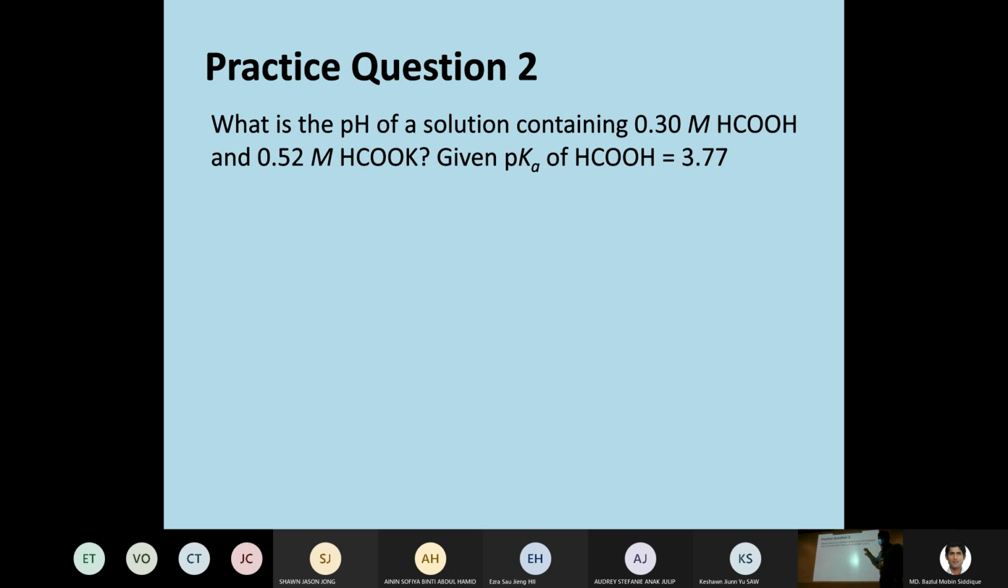What is the pH of the solution containing 0.3 molar of formic acid and 0.52 molar of potassium formate, if the pKa of formic acid is given? So in this way, we can just use the Henderson-Hasselbalch equation, pH equals pKa plus the logarithm of the ratio of these two. So easy, in one line we can finish it.